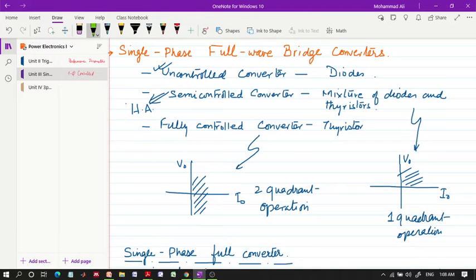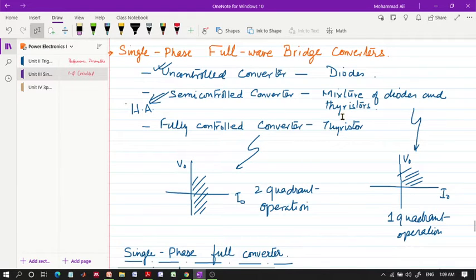Hello, dear friends. Let us begin with our discussion on the single phase full bridge converters. In the previous video, we discussed the uncontrolled converter in which diodes were used, right? And this I have given you as an assignment, semi-controlled converter, and this analysis will be much easier if we discuss the fully controlled converter.